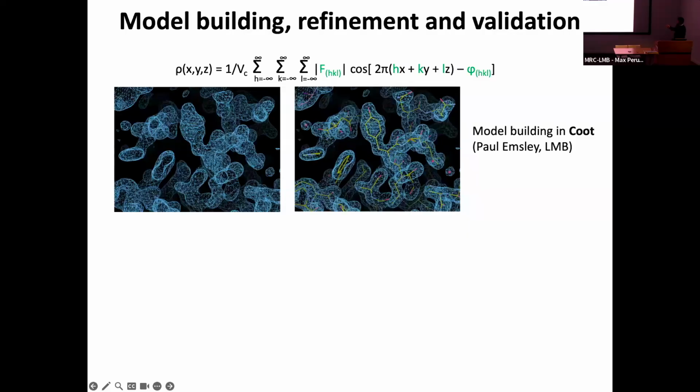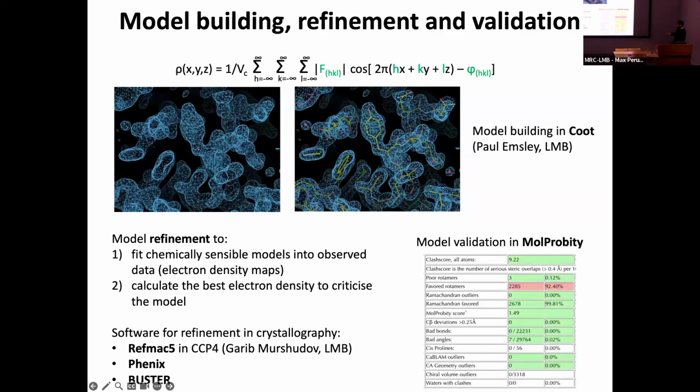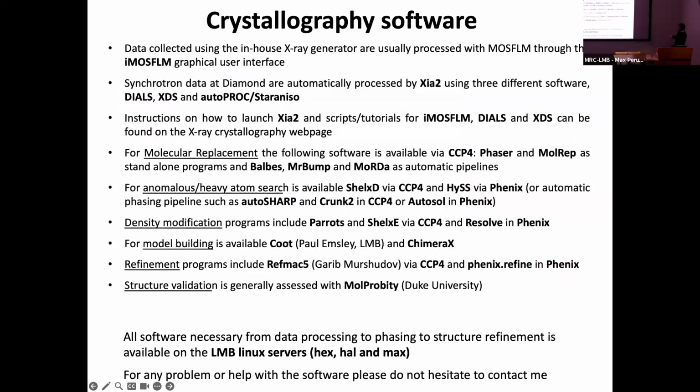And usually this is done in software called Coot, which is developed by Paul at the LMB. Then you have to do some refinement, which is usually done using Refmac, also developed by Garib at the LMB, or Phoenix or Buster. And then you have to do the validation of your model, checking that all your chemical angles and bond lengths are sensible. All the software you need to do what we just showed you is all available on the LMB server.